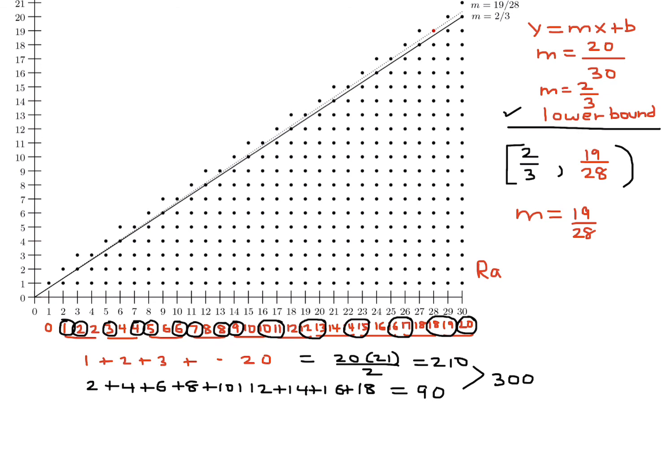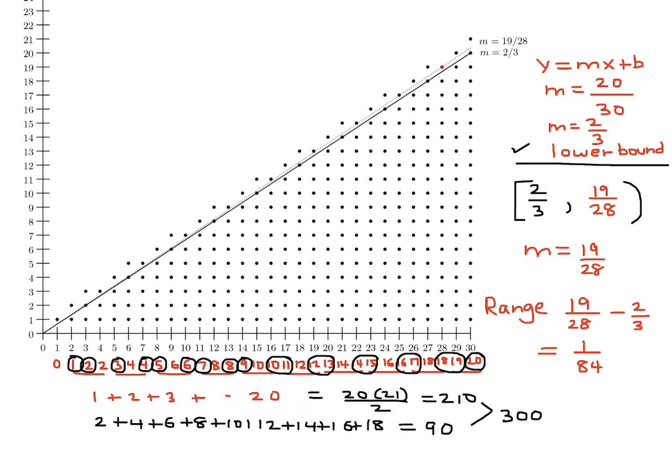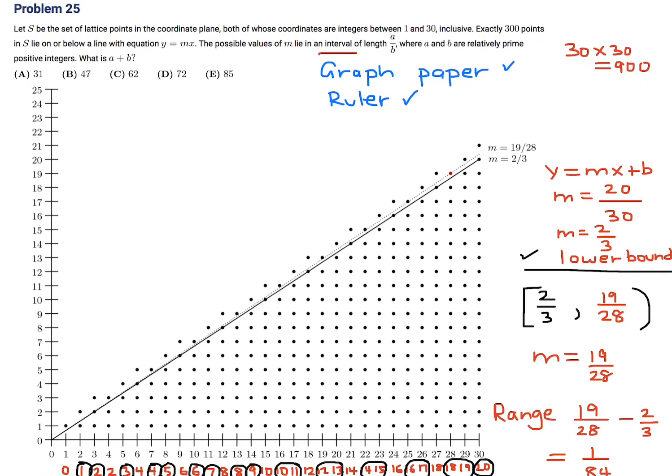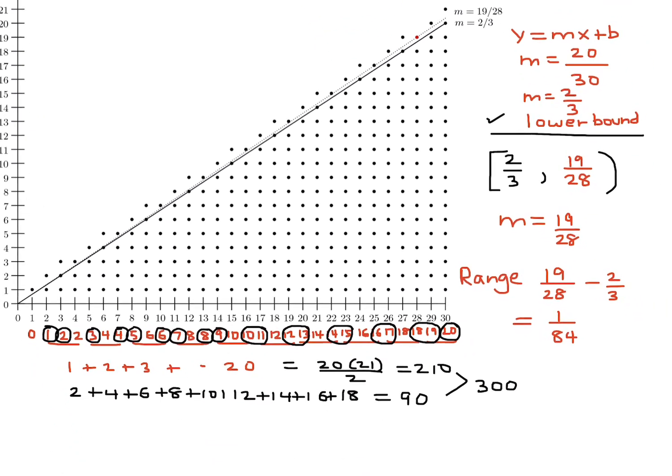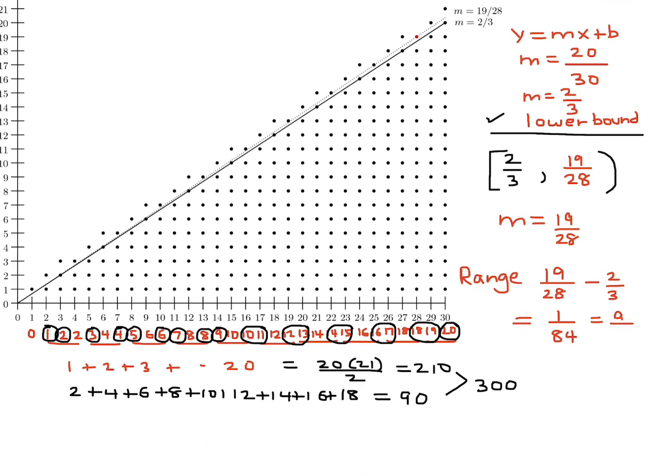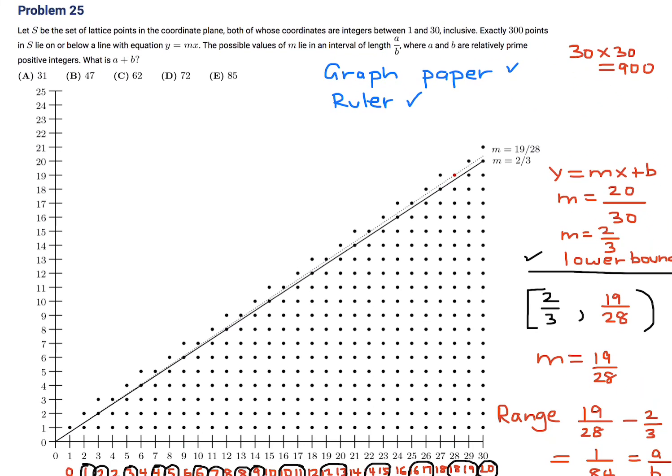So now we have to figure out the range. And the range is between 19 over 28 and 2/3. So we got to do this math here. And that looks like, if you do that, it's 1 over 84. And that is basically the interval. And it's in the form a over b, right? So this is my interval, range, whatever you want to call it. So a plus b would be just 1 plus 84, and that is 85. For this very challenging and time-consuming question 25, the answer is E.